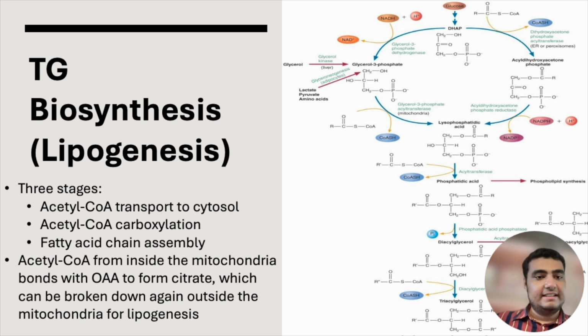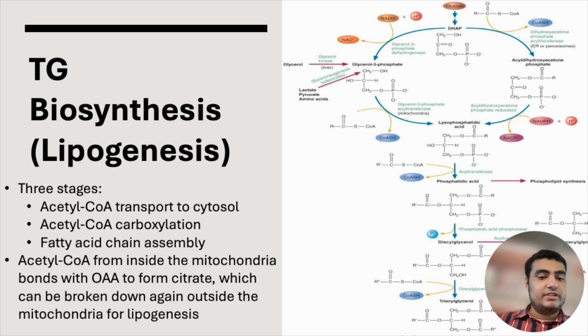In terms of triglyceride biosynthesis, or what we could say lipogenesis, which is a continuation of the previous slides basically, we discussed fatty acid synthesis at the beginning. Now we are discussing triglyceride synthesis. It consists of 3 simple stages: acetyl-CoA transportation to the cytosol, because lipogenesis occurs in the cytosol, and then it gets carboxylated and the fatty acid chain gets assembled.